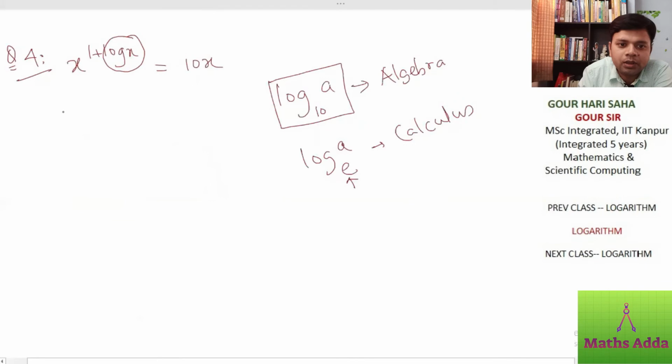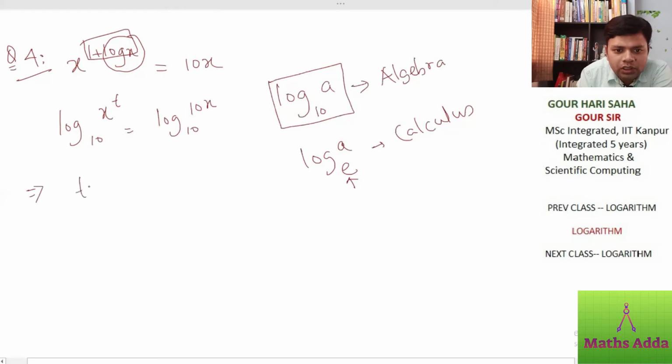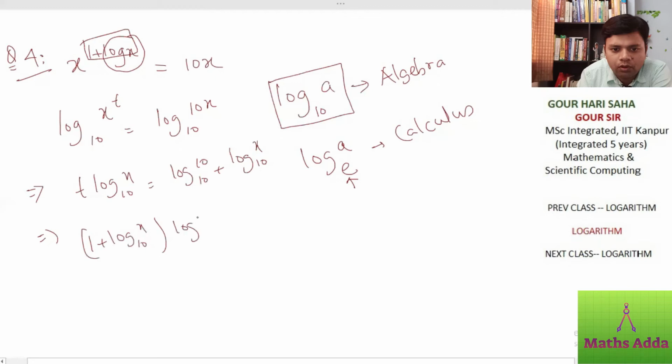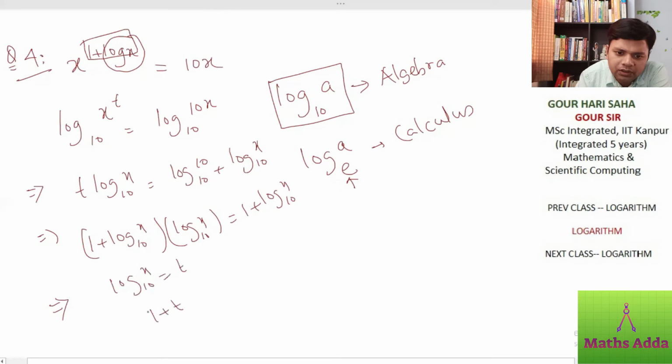So if you take log, it becomes log of x to the power t base 10, where I say in the beginning it's the t term, and this is log of 10x base 10. Can I do that? Yes. So what is next? It is now t log of x base 10, and this is log of 10 base 10 plus log of x base 10. Further, what is t? t is 1 plus log x, into log x base 10. Log of 10 base 10 is 1, and this is log of x base 10. Put log of x base 10 equal to t. So it is (1 plus t) into t is equal to 1 plus t, right?